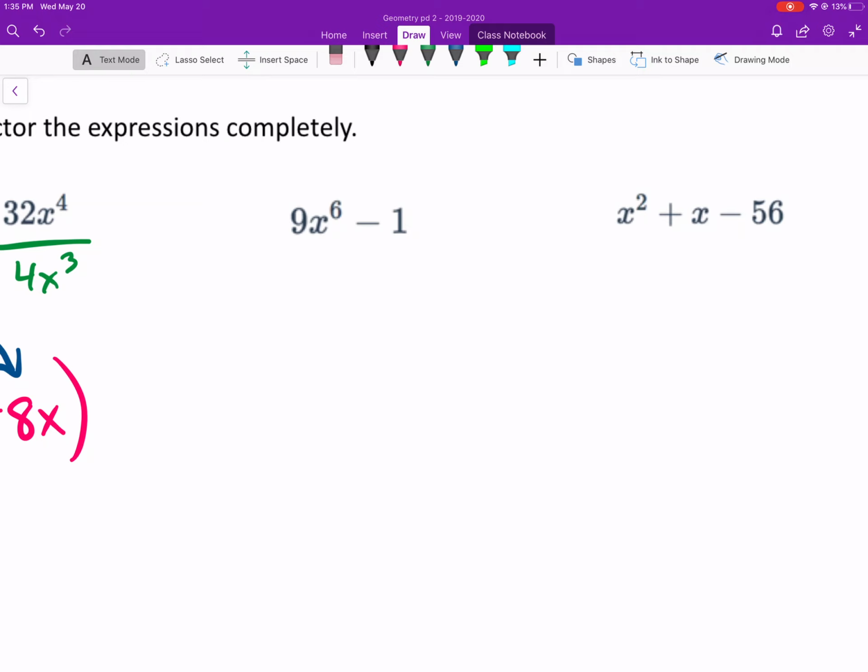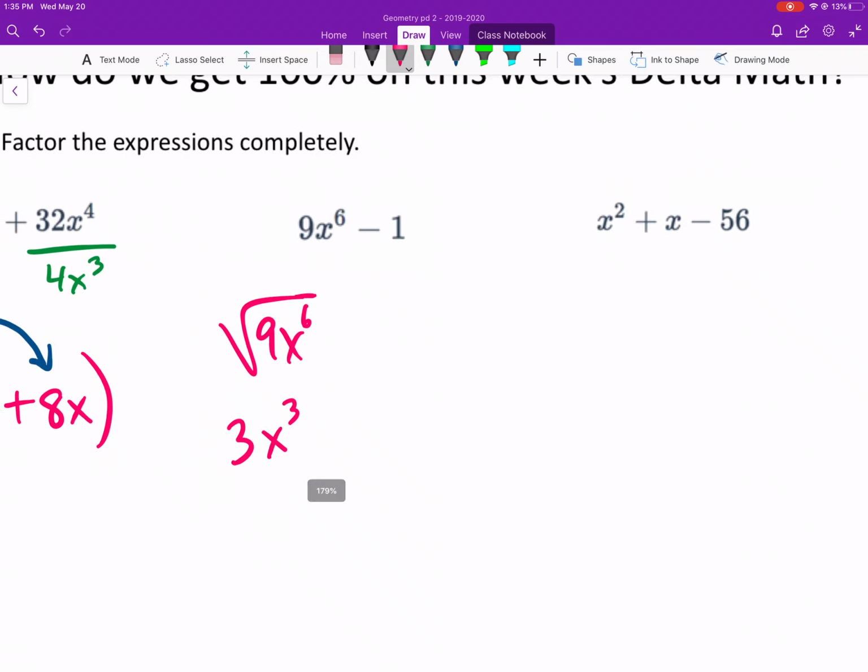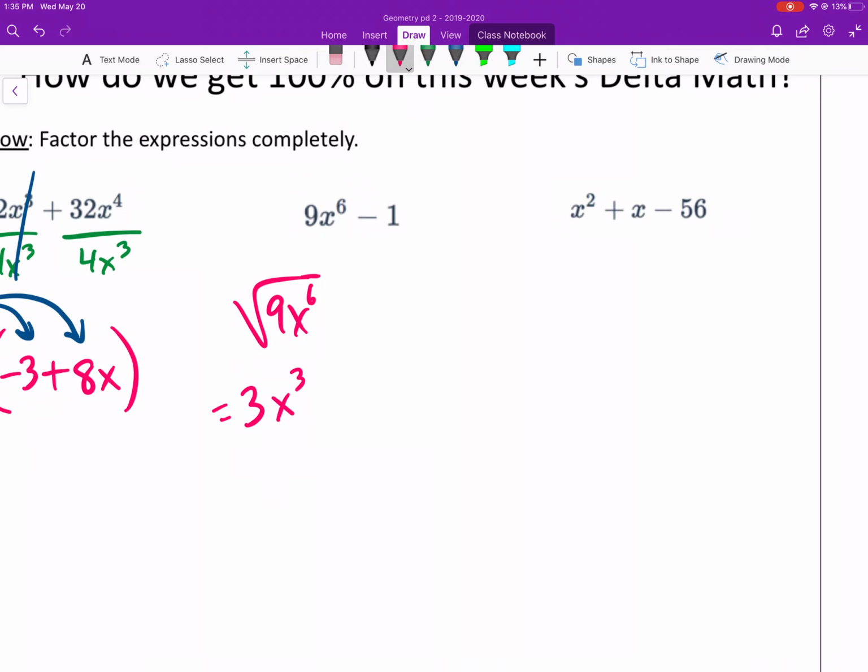So let's first take a look at 9x to the sixth power. Now, what times itself gives you, let's say if we were to take the square root here and we kind of break it up, what times itself gives you 9? That would be 3. And what times itself gives you x to the sixth power? That would be x to the third power. Okay. And same thing, if we took the square root of 1, that would be equal to 1, right? Because 1 times 1 equals 1.